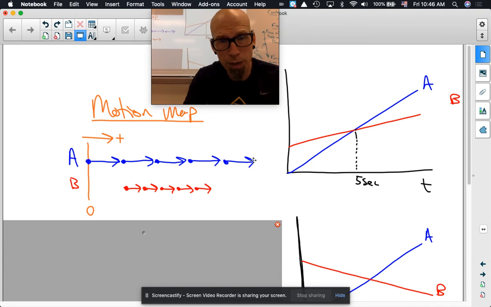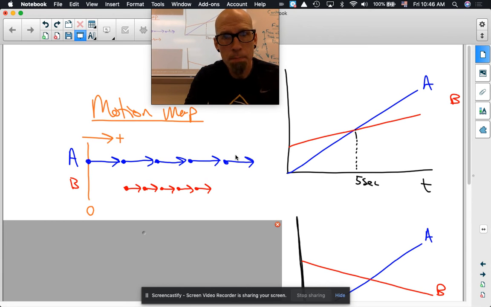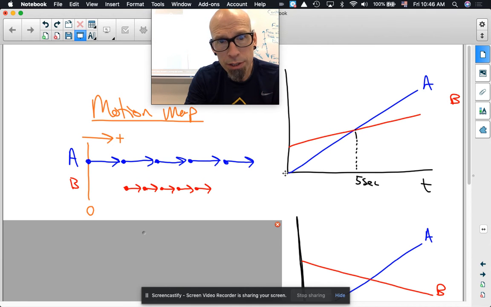So 10 seconds goes by, and I have each arrow representing about 2 seconds. Then for cyclist B, that doesn't start at the origin, so I did not put my dot for B on the 0 position. I put it away from the 0 position on the positive side of 0, because the B line starts on the positive side of 0.